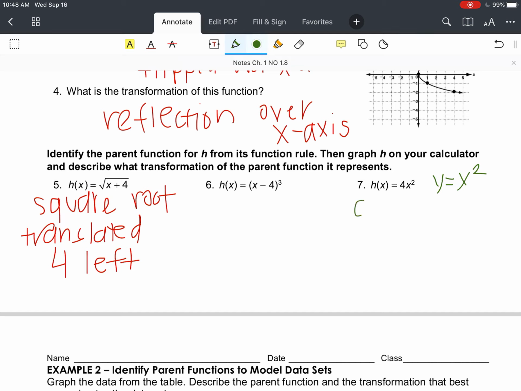So this was a quadratic, and it was a horizontal compression. That's the official term.